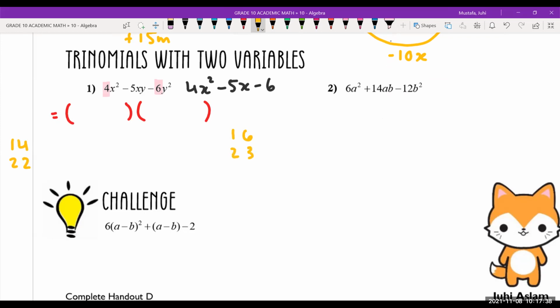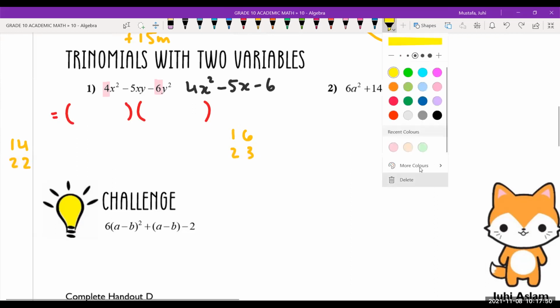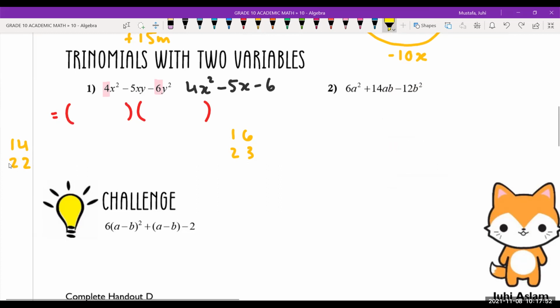2 and 3. Okay, so I told you guys that we always start by picking the closest pair of numbers. So I'm going to pick 2 and 2, and I'm going to pick 2 and 3. So I'm going to put in a 2x here and a 2x here, which works really nicely because 2x times 2x is equal to 4x squared.